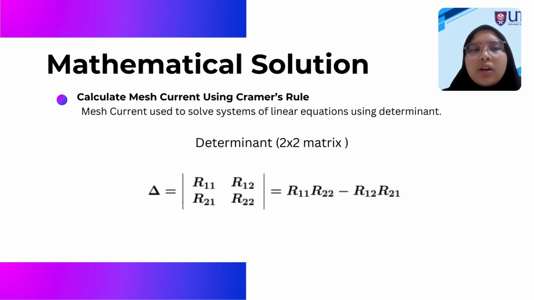So for my part, I will present to you the mathematical solution for the first one that we include in our coding. The first solution is to calculate mesh current using Cramer's rule. It is used to solve systems of linear equations using determinants. So as you can see, it's a determinant of a 2 by 2 matrix, and this is the formula.